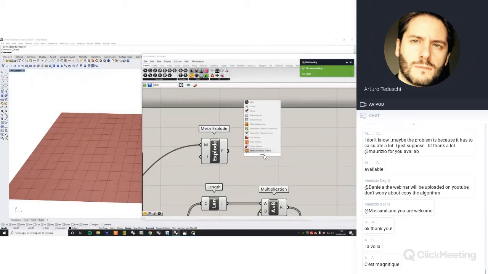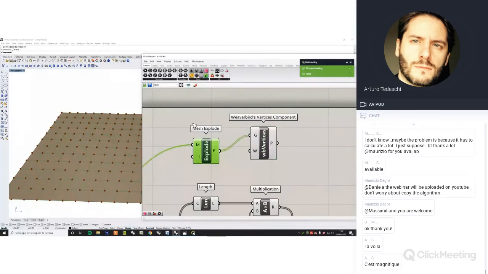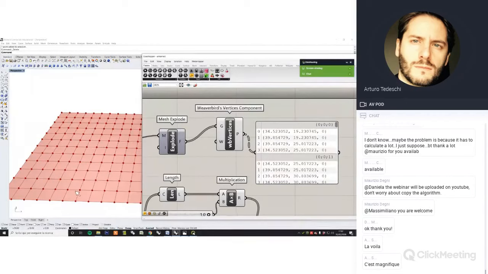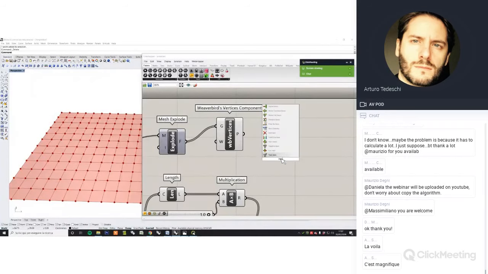We need to explode the mesh in order to calculate the vertices. So once again, Weaverbird's vertices component. And that's important in order to have the mesh vertices organized per face. So as you can see here, we have 0, 1, 2, 3, 0, 1, 2, 3. It means that we have our vertices organized by faces. And that's important because we can use list item connected here.